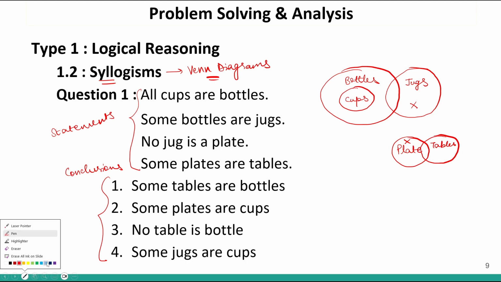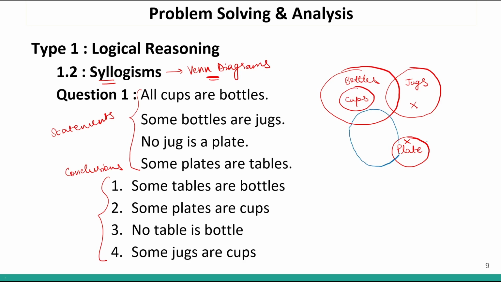Now we have to answer whether these conclusions are correct or not. First conclusion, some tables are bottles. Looking at this diagram, if instead of this, I would have drawn it something like this. So let's say I draw something like this. These are tables. If I draw it like this, then it would have been true.